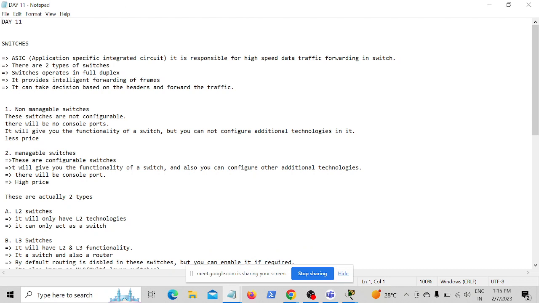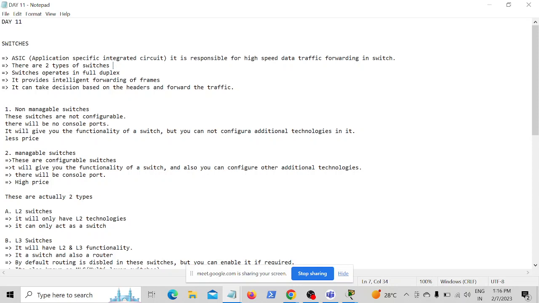Yeah, in switches we have some technology like ASIC, application specific integrated circuit. This ASIC is responsible for high speed data traffic forwarding in a switch. In switches there are two types of switches. We'll be discussing later what the two types of switches are.